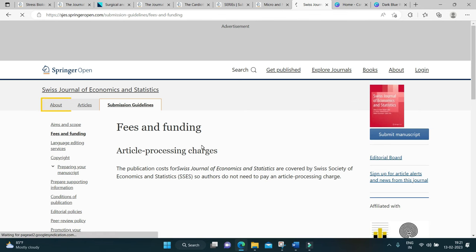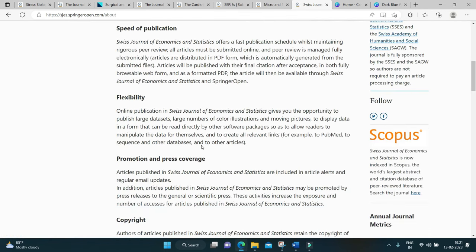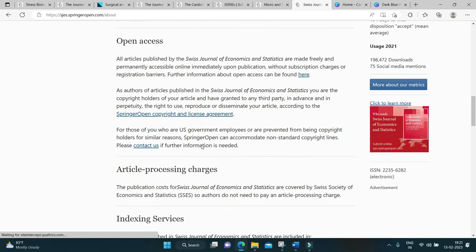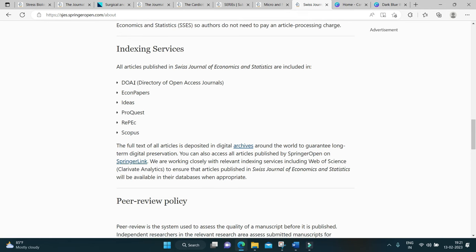So if your research is under the aims and scope of this journal, then please do target this journal. It is indexed in one of the reputed indexing platforms along with Scopus.